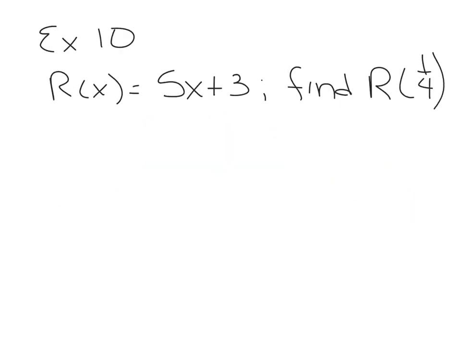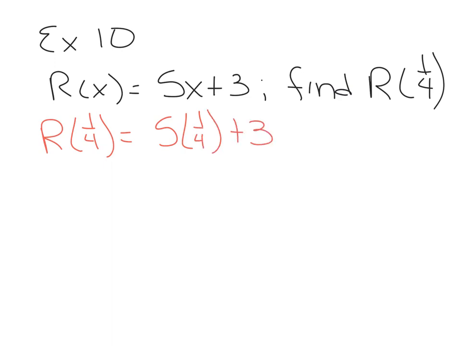Okay, example 10, still on page 47. We're given the function r of x equals 5x plus 3. Find r of 1/4. Again, we're going to substitute 1/4 for x. So we're finding r of 1/4. That would be 5 times 1/4 plus 3. There are no operations on the left. Just use order of operations on the right.